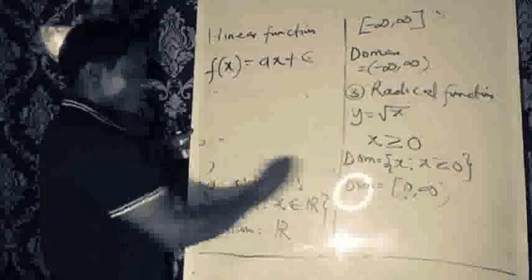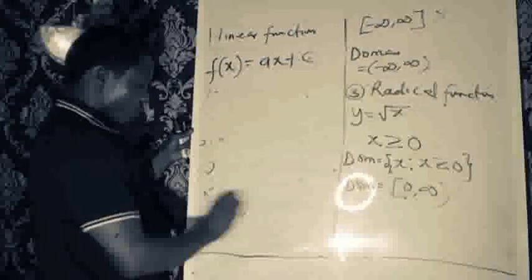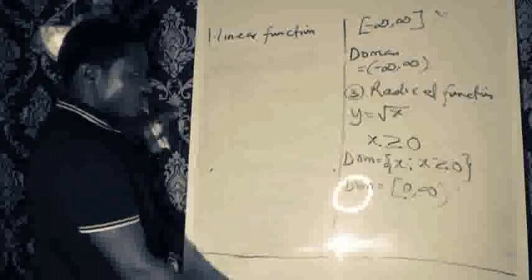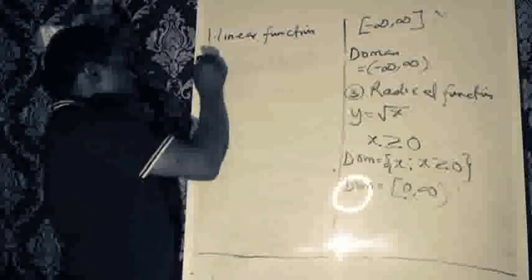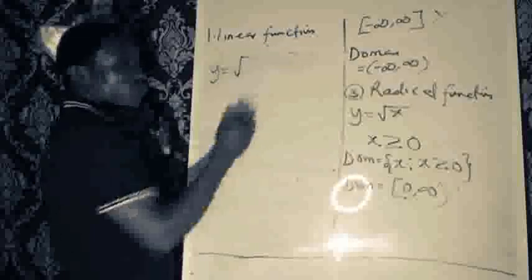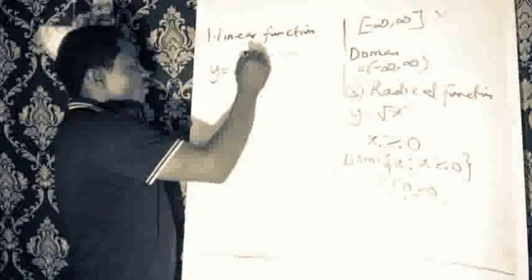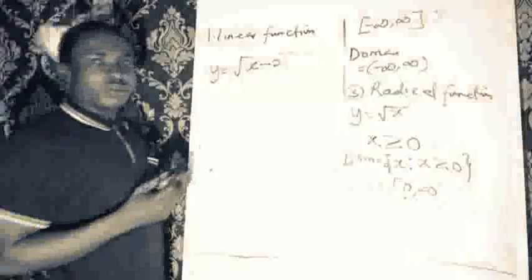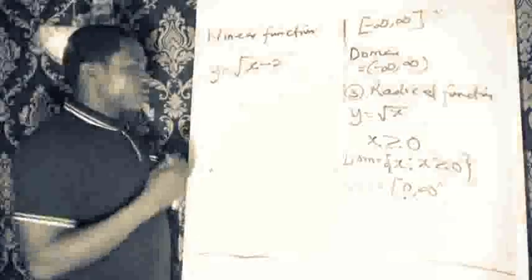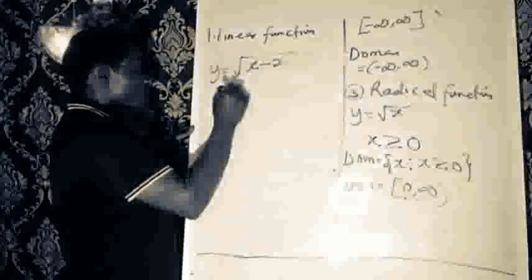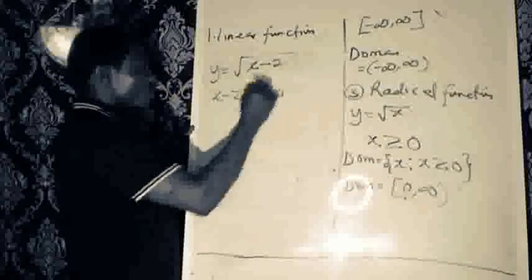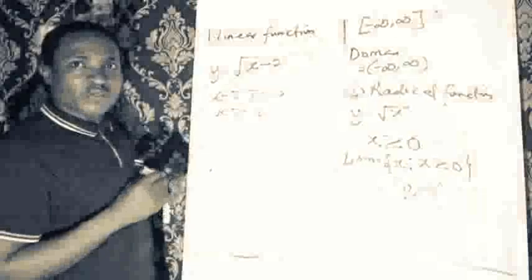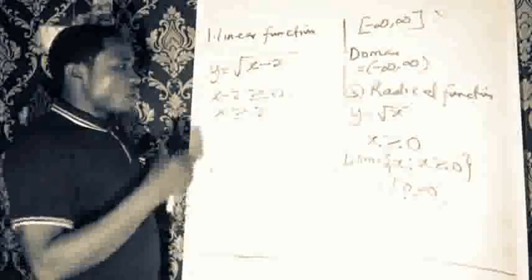Let me clean the board to show you another example on that particular function. Now, another example: you are given this kind of question and then you are asked to find the domain. How do you get it? Like I said earlier, we set this: x minus 2 is greater than or equal to what? 0. So that x is greater than or equal to what? 2. So numbers from 2 to infinity are the domain of this function.